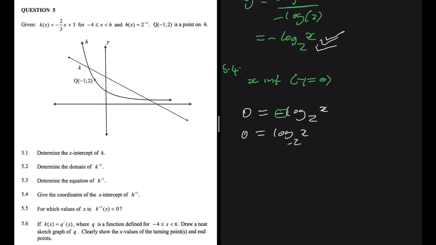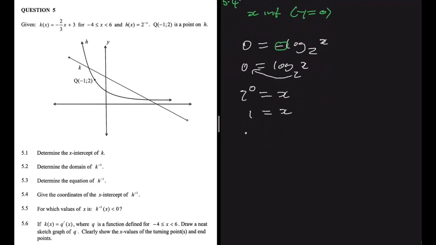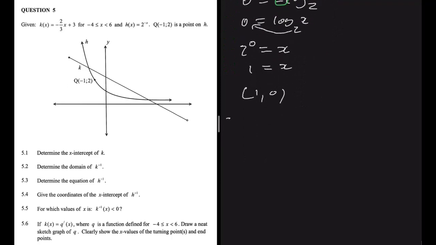So now this 2 will come and carry this 0. So we're going to have 2 to the power 0 being equal to x, right? Any number to the power 0 is 1, so x is equal to 1, and then the coordinate we have is 1 and 0, right?